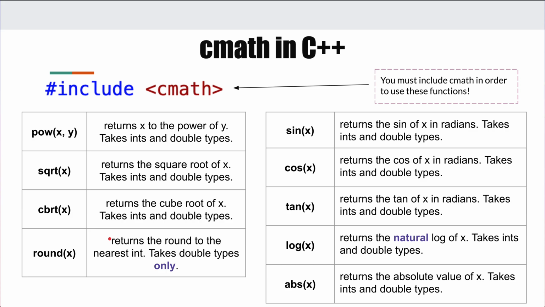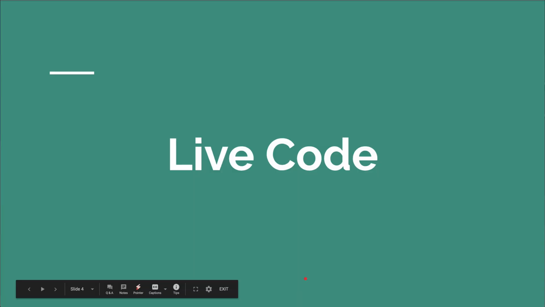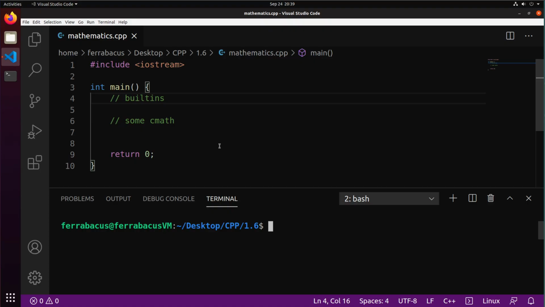Now, sine. We have sine, cosine, and tangent, and these are done in radians, and you can send ints and doubles. And then we have log, which returns the natural log. There are other ones that can do different types of logs, but this will only do the natural log. And then we have absolute value, which will return the absolute value of whatever number you send it. Okay, let's see what this looks like when we actually code it.